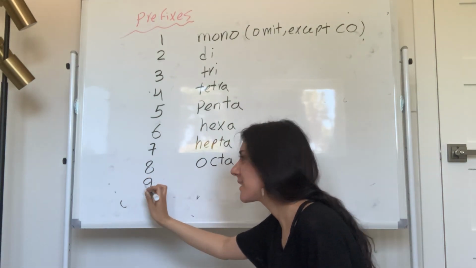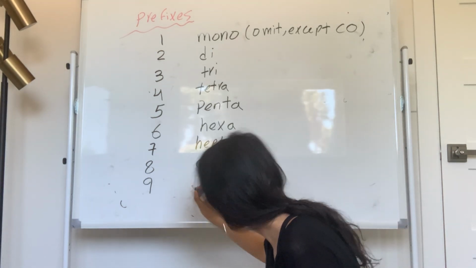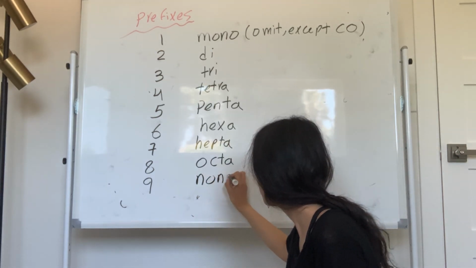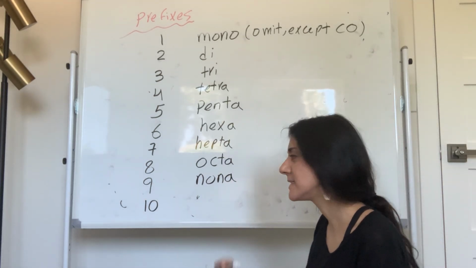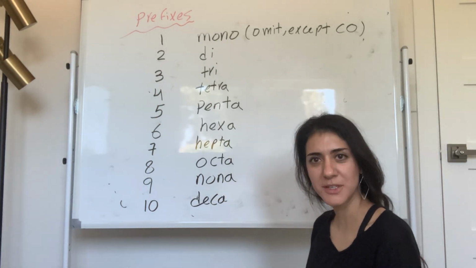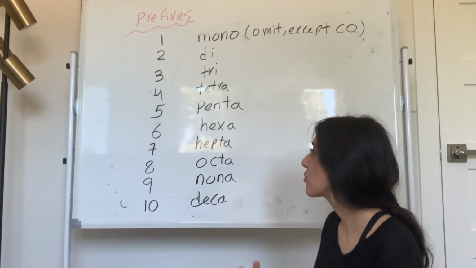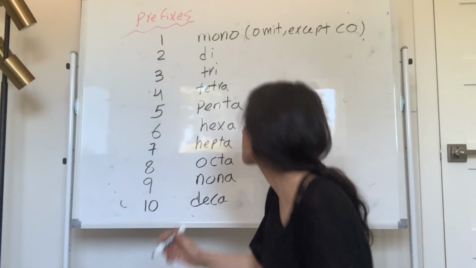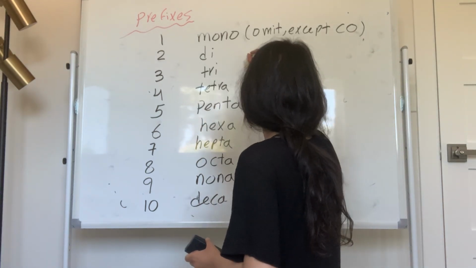Now, how about 9? What do you think? Nona. And 10, deca. So, these are the prefixes. I'm going to use prefixes to name covalent compound. So far, so good. Okay. And don't forget, we omit mono most of the time.